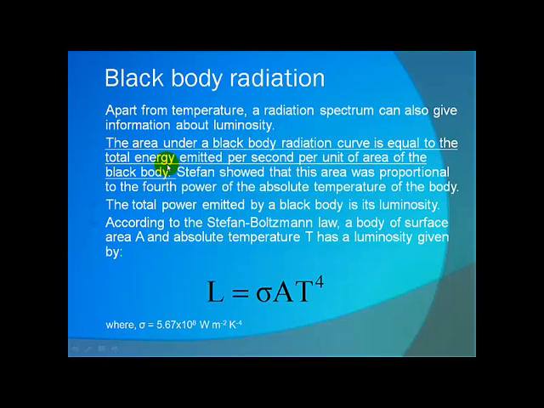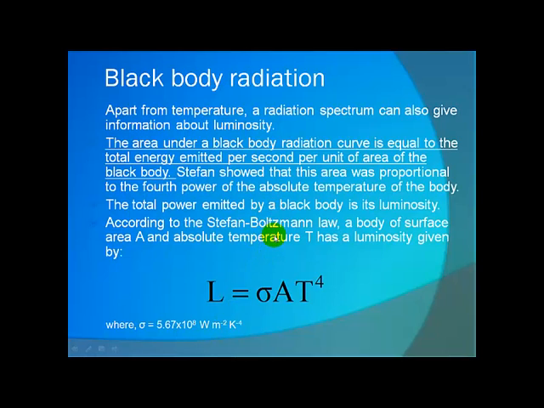Okay, for the black body radiation, the area under the black body radiation is equal to the total energy emitted per second per unit area of the black body. Okay, so it's this equation but divided by area.